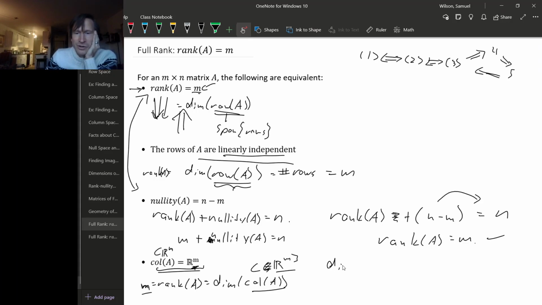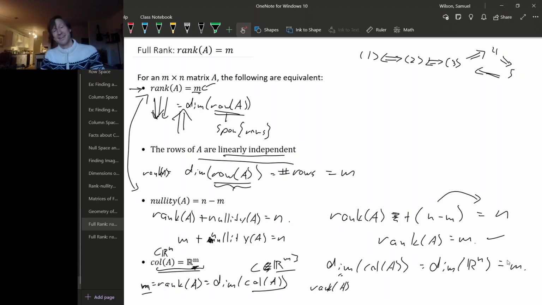We know that the rank of A is the dimension of the column space of A, but what is the column space of A? We're assuming that the column space of A is all of Rm. And what's the dimension of Rm? It's m. And so the rank of A is m. All right.